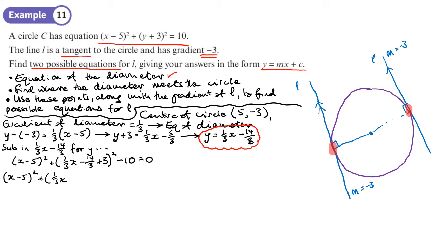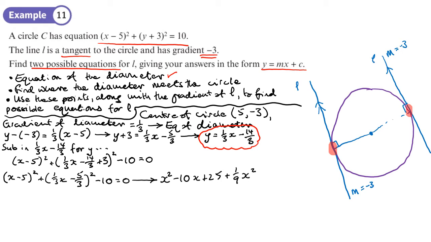Now, negative 14 over 3 plus 3 takes us back to minus 5 over 3 again. So minus 5 over 3 all squared minus 10 equals 0. Right, let's expand the brackets. We'll get x squared minus 5x, minus 10x plus 25 from the first bracket. The second bracket, we're going to have to be careful with this one. A third x times a third x is 1/9 x squared.